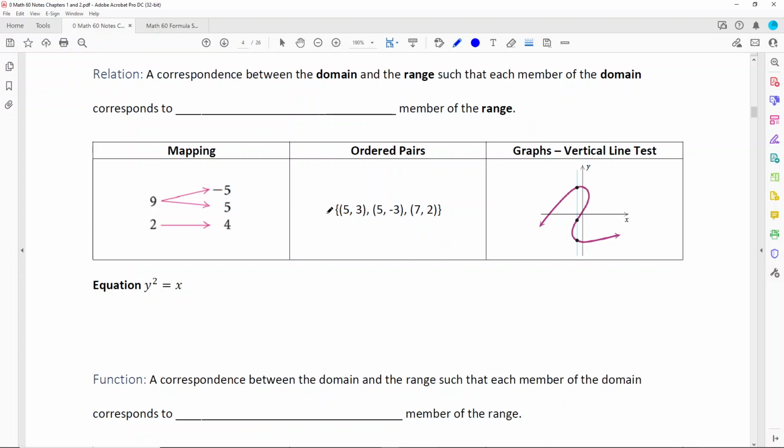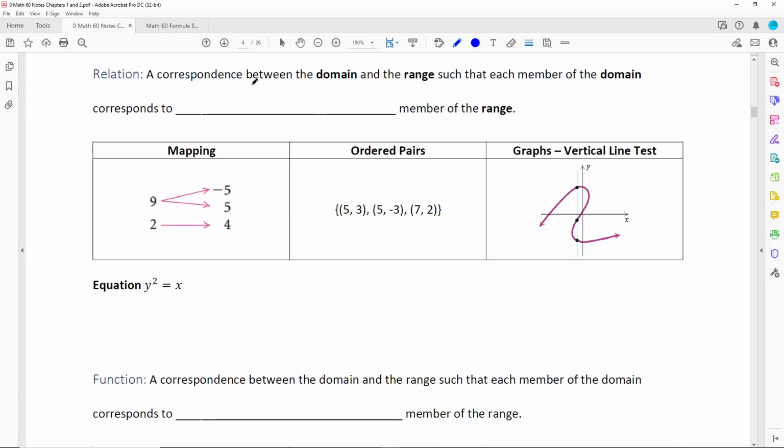So the next thing we're going to talk about is some more language. We've learned domain and range, which is describing the possible x values and y values for a graph. And now we're going to talk about whether a graph is a relation or a function. A relation is one that we won't talk about as much, but everything's a relation. Everything that has an ordered pair is a relation.